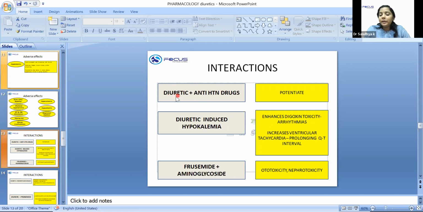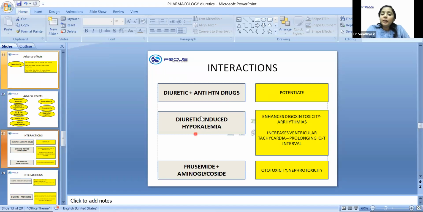In the previous slide, we have seen that nowadays diuretics are a part of antihypertensive therapy. So when diuretics are combined with hypertension drugs, the antihypertensive effect is added on or potentiated. So it is actually a good one. Diuretics are nowadays made a part of this antihypertensive therapy.